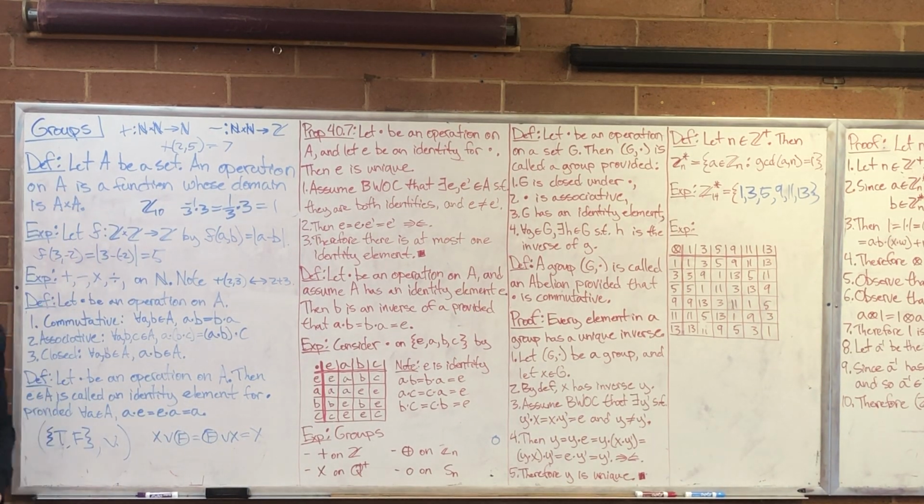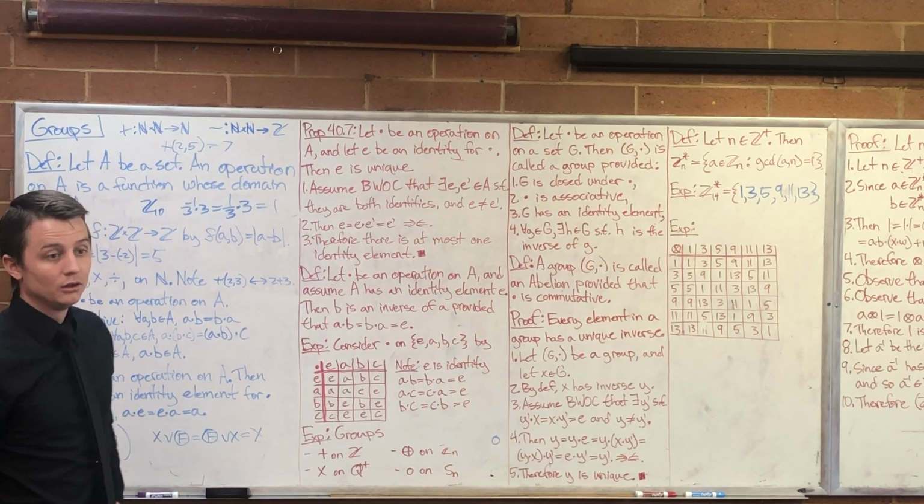Wait, if n is 1, then does it have an identity element? 1 is the identity element. Does it have an inverse? Yes, it's 1. 1 is the multiplicative inverse of 1. That's why dividing by 1 and multiplying by 1 are the same thing.